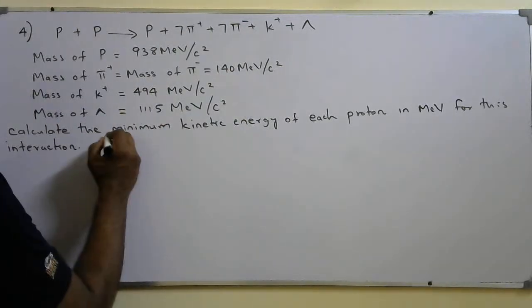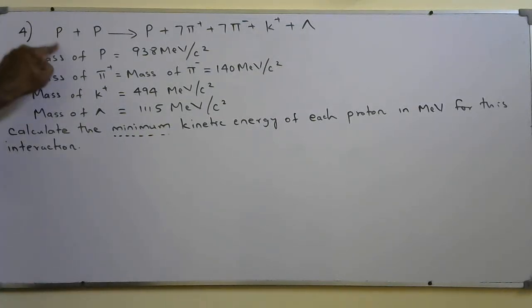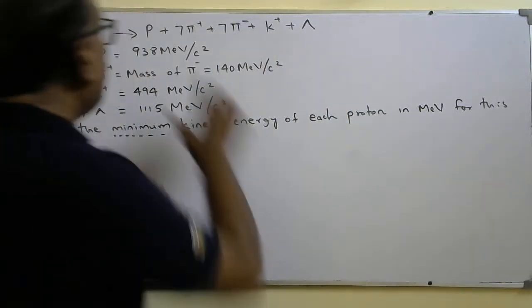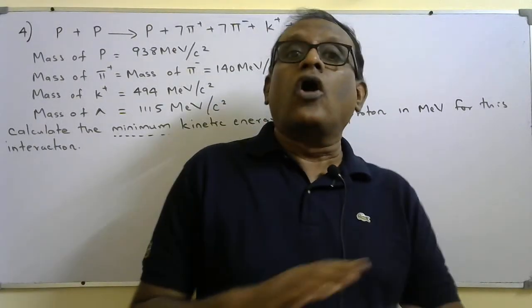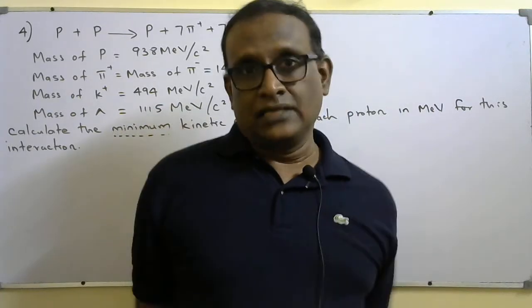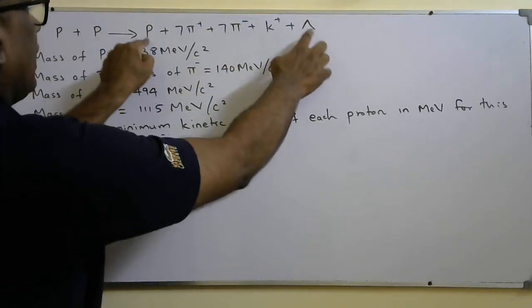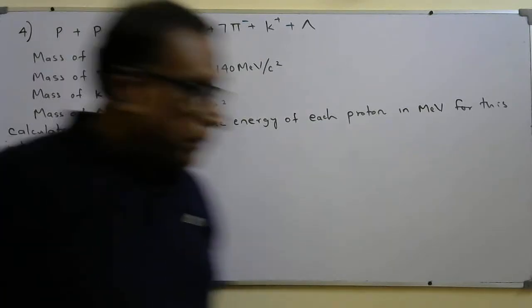So the minimum kinetic energy of each proton, of these protons traveling in opposite directions, in mega electron volts, for this interaction. That means minimum kinetic energy, if you want to create these particles, means the only possibility is that all the created particles won't have kinetic energy. All the created particles are at rest. So I put the right side at minimum energy, so the left side also will become minimum energy.